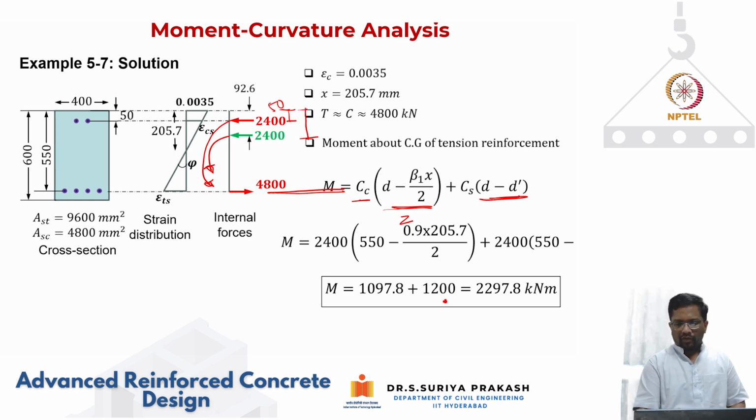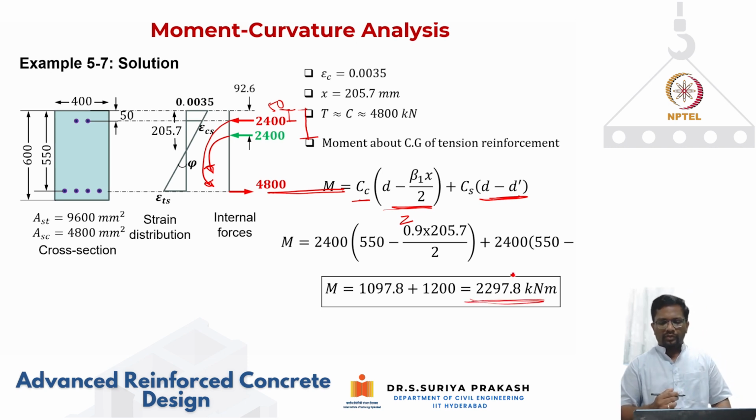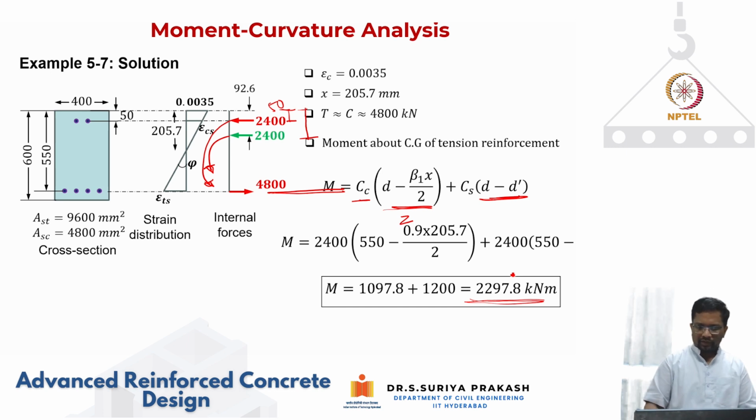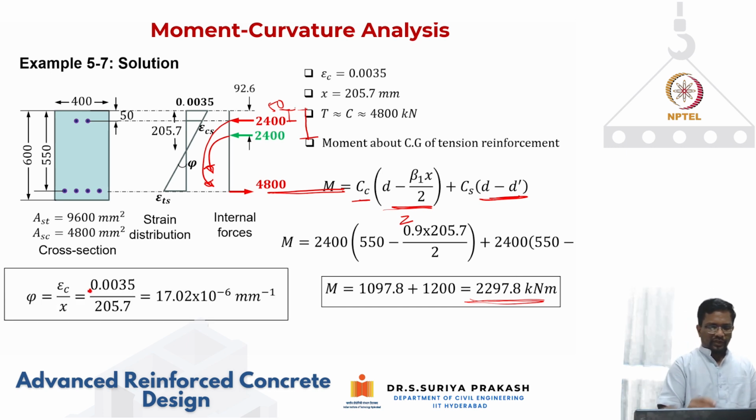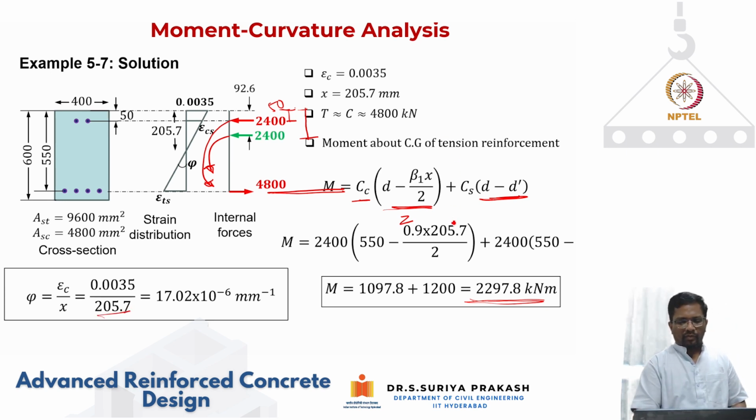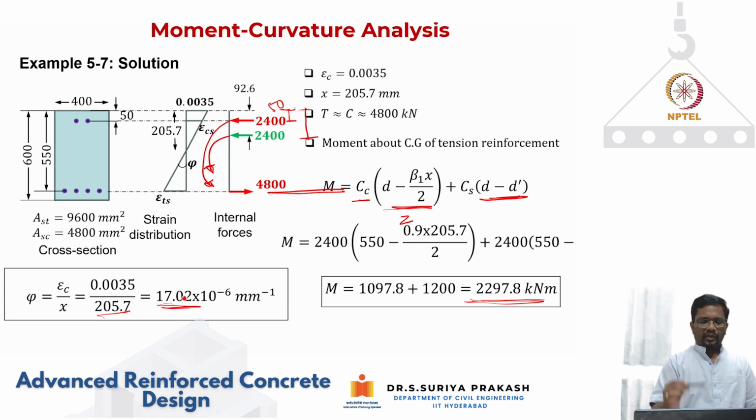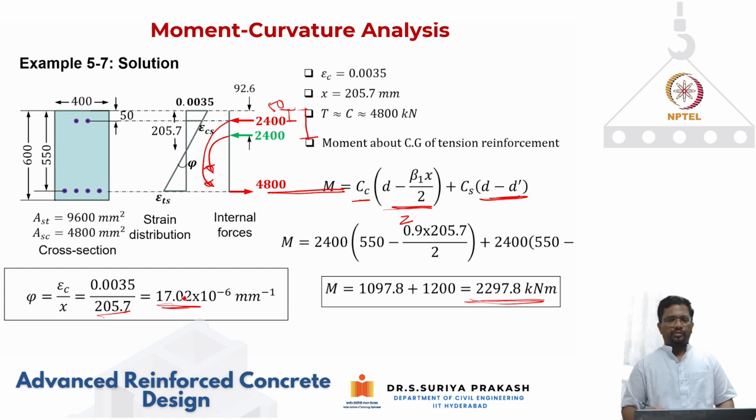That is the reason we are getting a very high moment resistance of 2298 kilonewton meter. Now curvature also, if you see, 0.0035 and neutral axis. If we don't have compression steel, the x value has to be higher to satisfy the equilibrium condition, so your curvature will also be lesser. So 17 into 10 to the power of minus 6 per millimeter is your curvature.